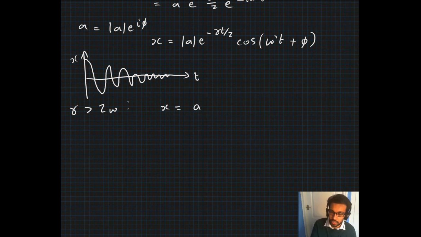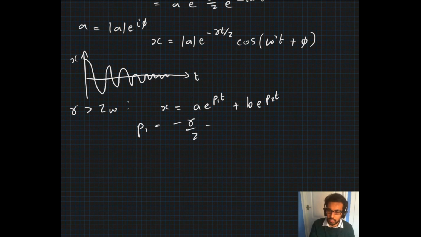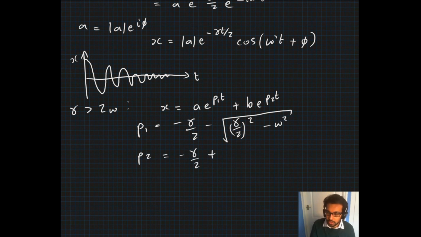So x equals a e to the p1 t plus b e to the p2 t, where if you went through the maths and found out, and I'd advise checking this just to make sure it does work, p1 equals minus gamma over 2 minus the square root of (gamma over 2) squared minus omega squared. And p2 will be a similar term but with a plus sign here instead. So we get minus gamma over 2 plus the square root of (gamma over 2) squared minus omega squared again.